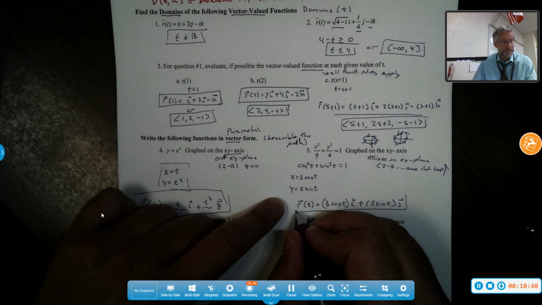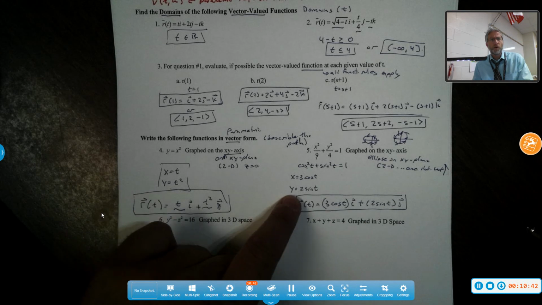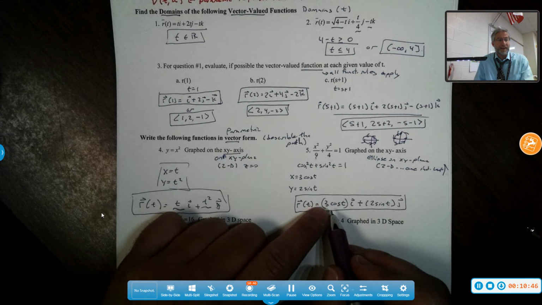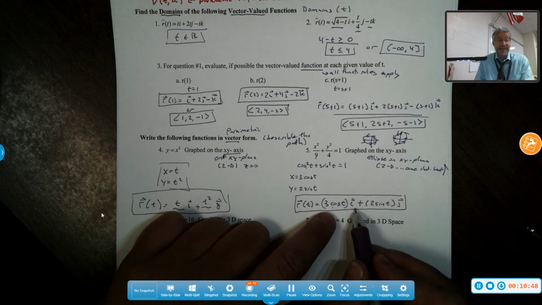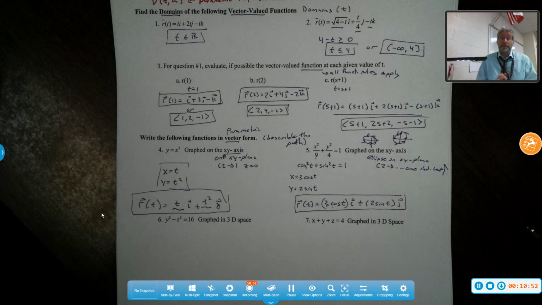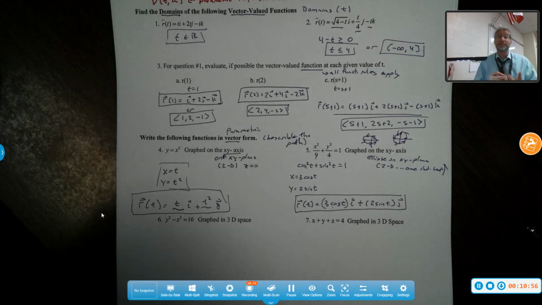Now again, what if we switch them around? I could have 2 sine t i plus 3 cosine t j. That's just going to change our starting point, honestly. In some cases, if you make it negative signs, you can change your direction.